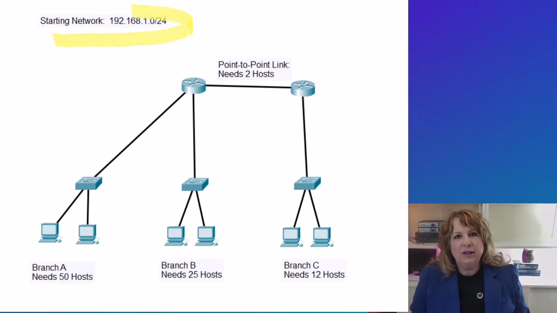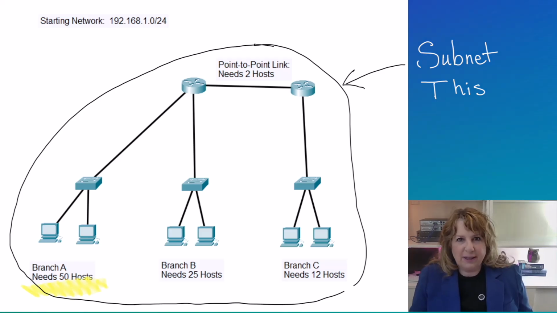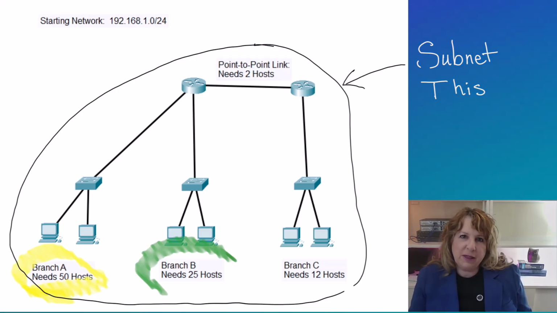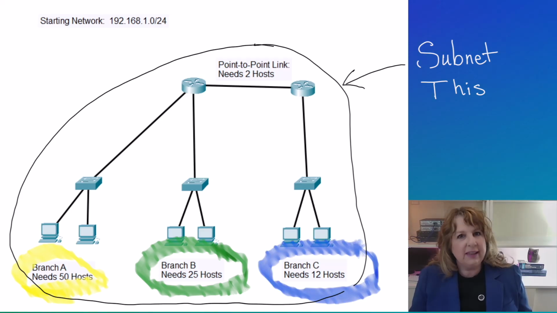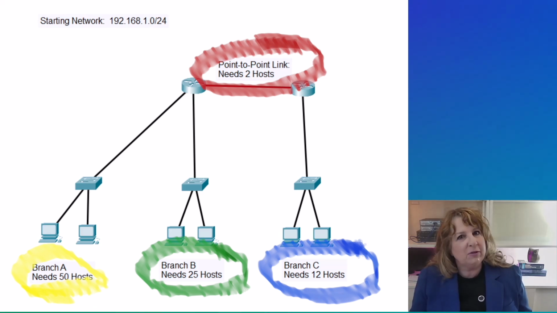All right, before we get into today's content, let's test what you already know. Here's your scenario. You've been given the 192.168.1.0/24 network. Your manager hands you this diagram and says, subnet it. Branch A needs 50 hosts, branch B needs 25, branch C needs 12, and this point-to-point link between the two routers only needs 2 hosts. You know the formula, 2 to the h minus 2 for hosts, so you're ready, right?